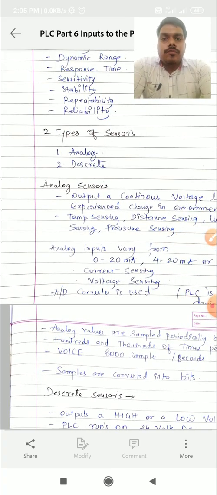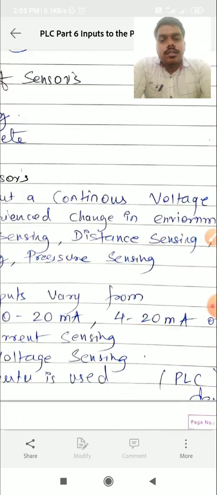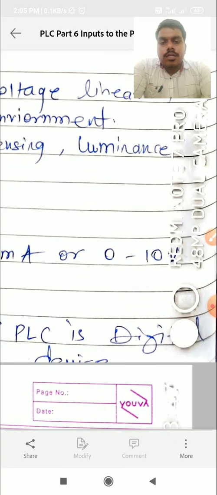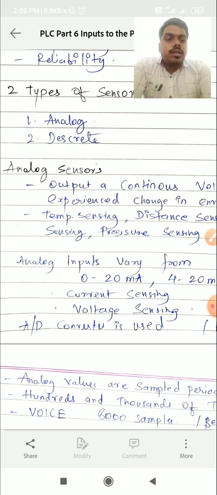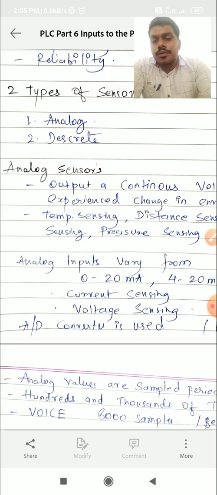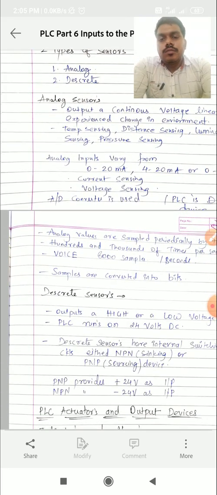We know that the PLC is a digital device. It will not understand analog inputs. If I give a current quantity or a voltage quantity, it will not understand. As the PLC is a digital device, we have to convert this quantity into digital form. The current and voltage quantities are converted with the help of an A to D converter into digital format.